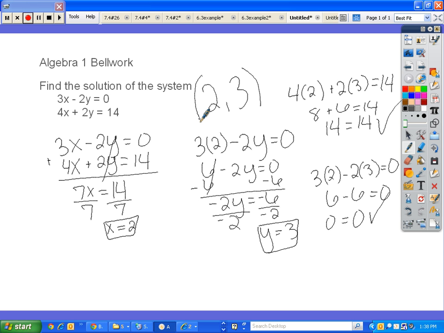Okay, well, first I have to add it, right, and then you cross this out, and then you divide, so then you plug the x back into one of these two, and I did it for this one. 3 times 2 minus 2y equals 0, so 6 minus 2y equals 0, then you subtract 6 from both sides, and then that leaves you with negative 2y. Because we're negative 2.